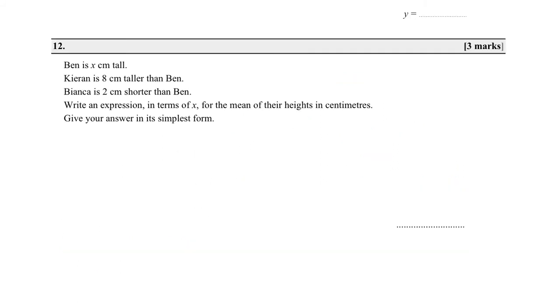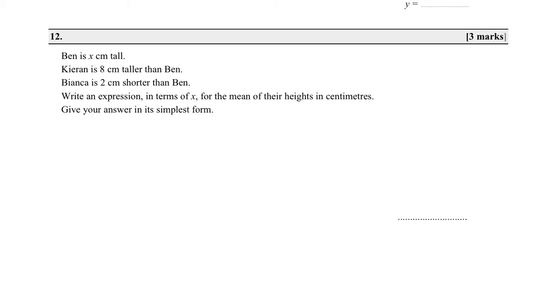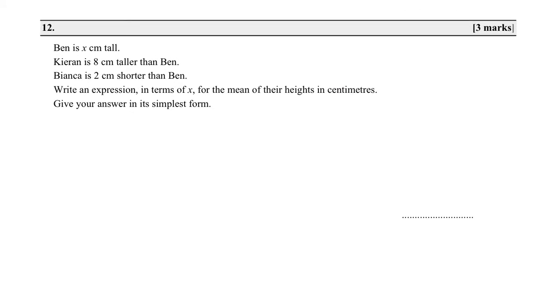Okay, question 12. I want you guys to give it a go, and then I'm going to go through it. Okay, so Ben is x centimetres tall. So I'm just going to write Ben x. Kieran is 8 centimetres taller than Ben. So that's x plus 8. And Bianca is 2 centimetres shorter than Ben. Okay, so Bianca is x minus 2.